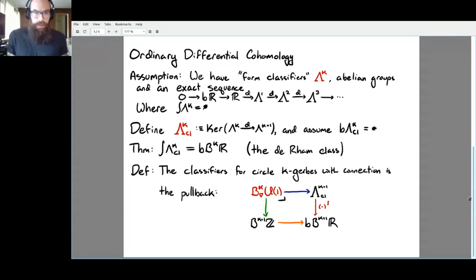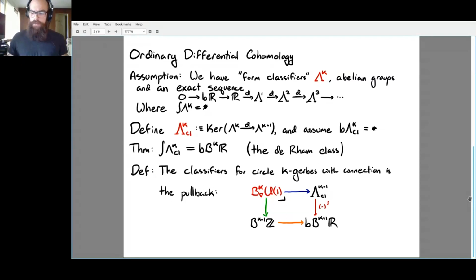So one theorem you can prove from these assumptions straight away is that the shape of the closed form classifier is flat BKR. And so the shape unit goes from the closed K-form classifier to flat BKR, which represents discrete real valued cohomology. And so this is the de Rham class. What this theorem says is that the de Rham class is the universal discrete invariant of closed K-forms.